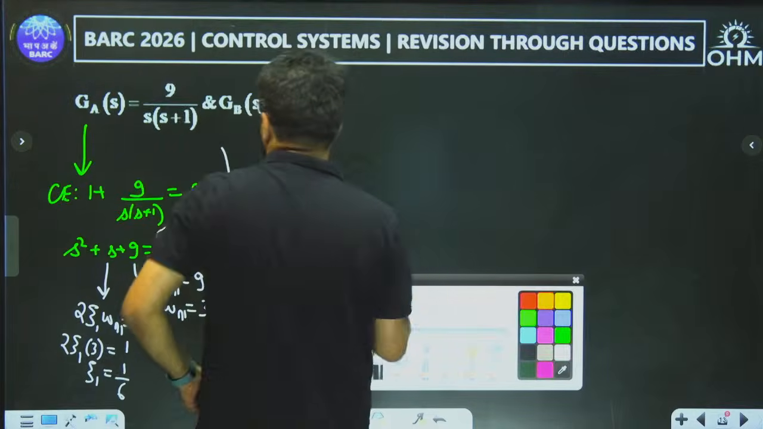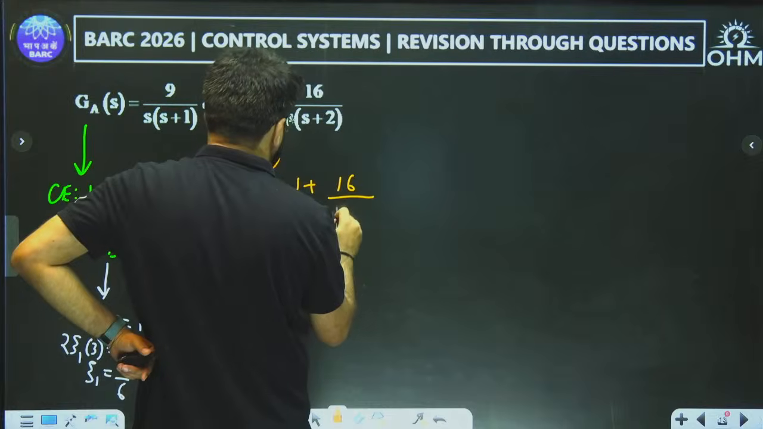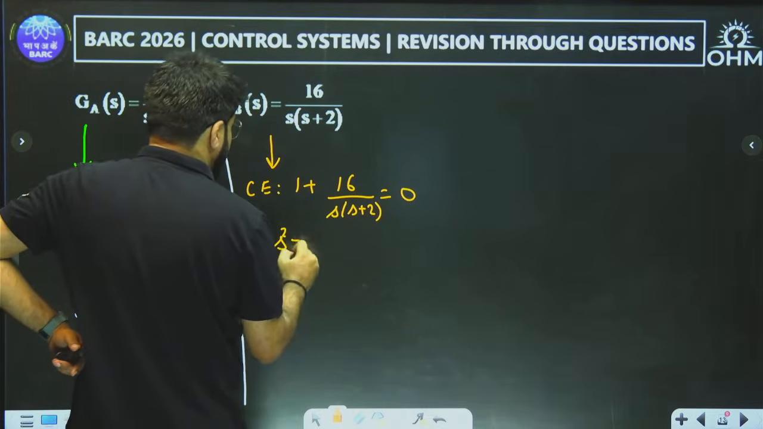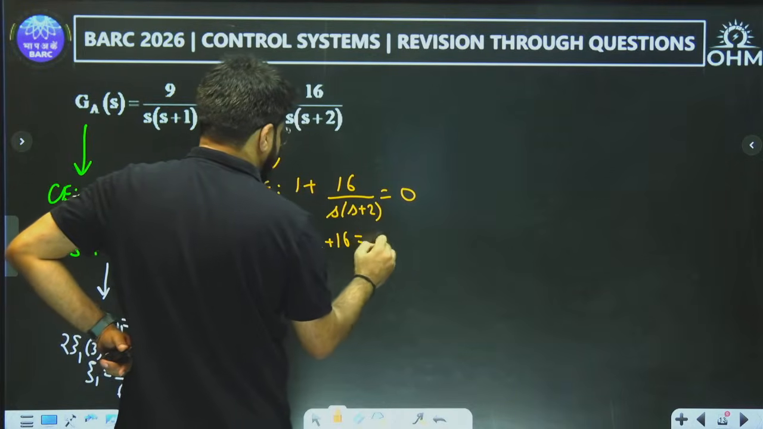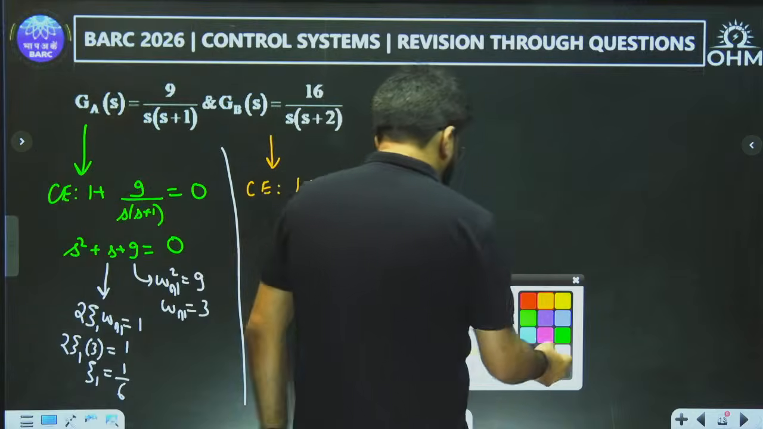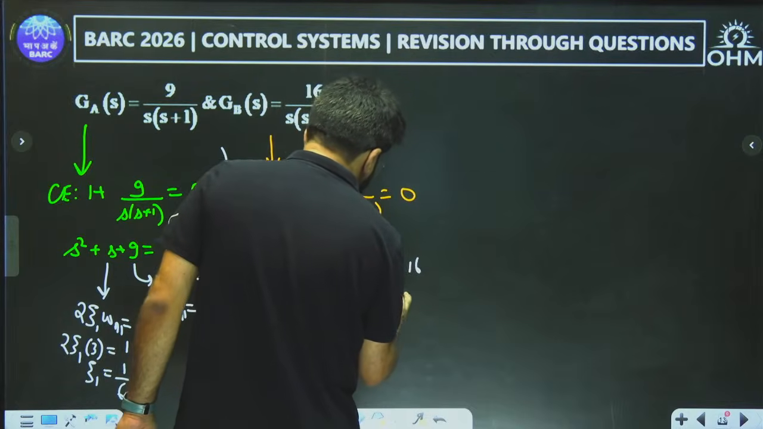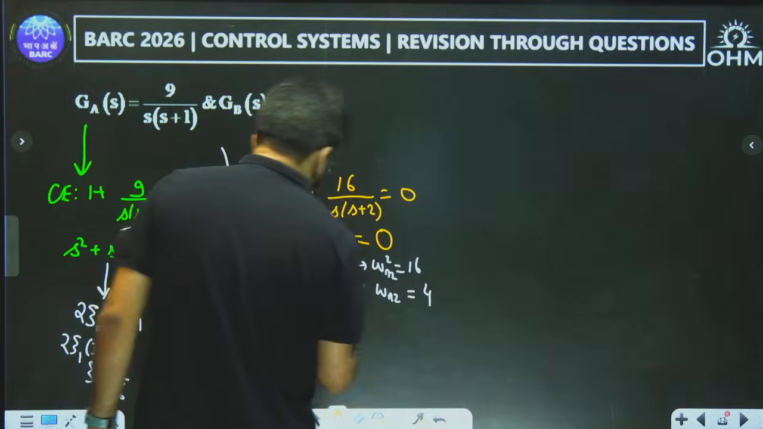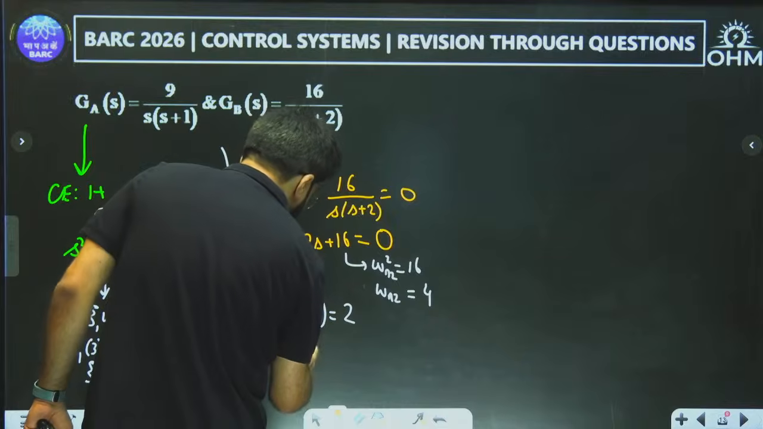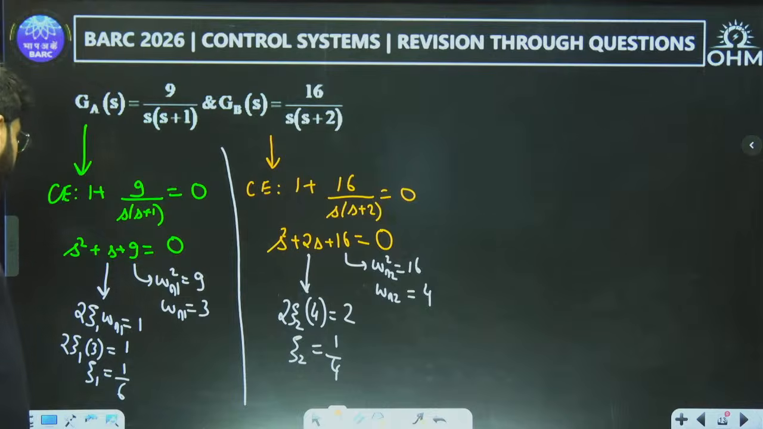Now let me come to the second system. The characteristic equation is 1 plus GSHS equal to 0. When I simplify this, I get s square plus 2s plus 16 equal to 0, correct? Here omega n square is 16, which means omega n 2 is equal to 4. Then 2 into zeta 2 into omega n 2, which is 4, equals 2. So zeta 2 is 1 by 4, since 2 and 2 got cancelled.